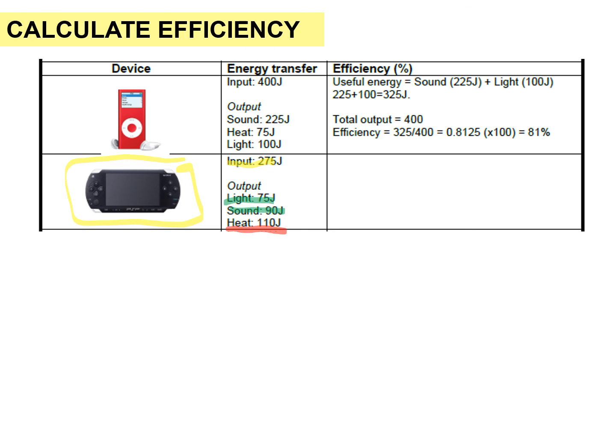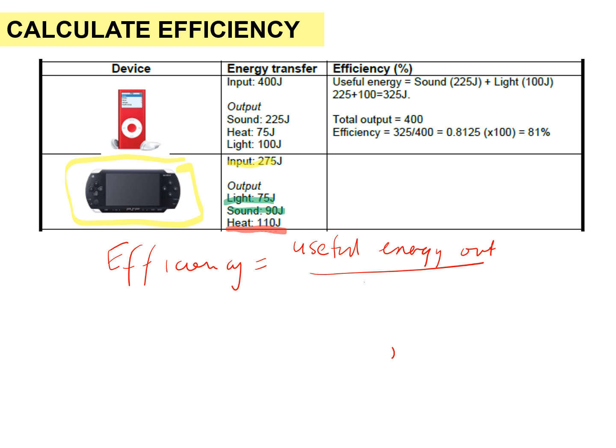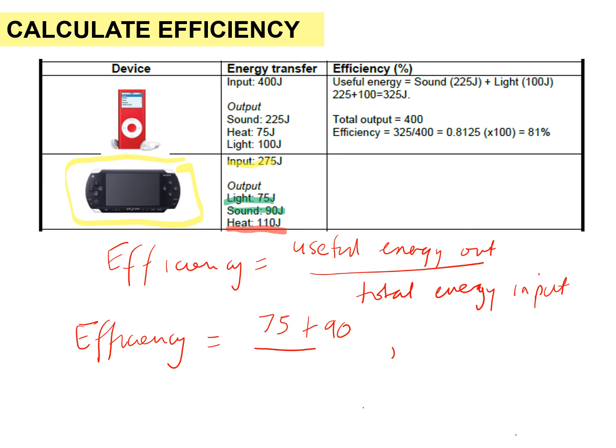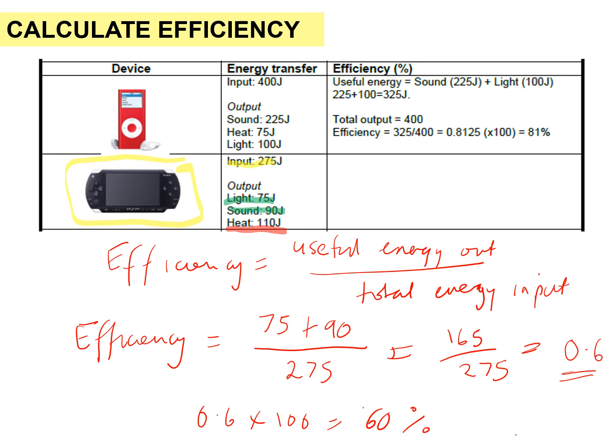Okay, so what we need to do here, let's calculate efficiency equals useful energy output over total energy input. Okay, so efficiency equals 75, because that was light, plus 90, that was sound, divided by the total input, which was 275. So 75 plus 90 is 165, divided by 275 equals, using a calculator, 0.6. Now, we can leave the efficiency as 0.6, that's a perfectly good answer, but sometimes we multiply that by 100 to get a percentage. You don't have to do this, but sometimes the question will ask you to do that.